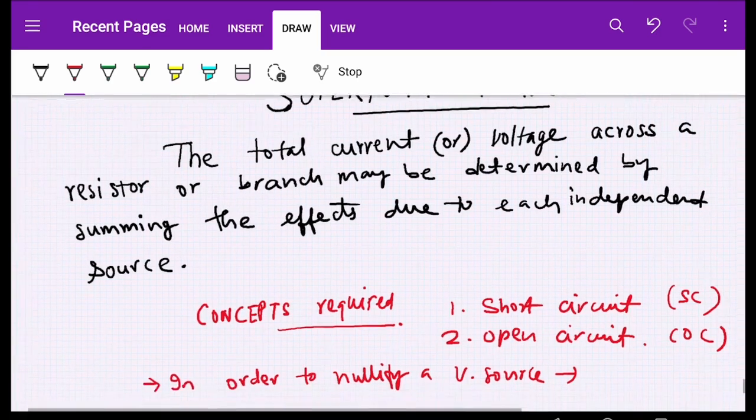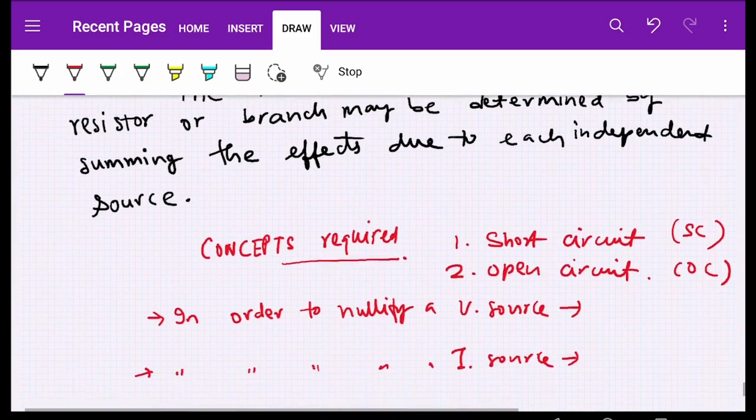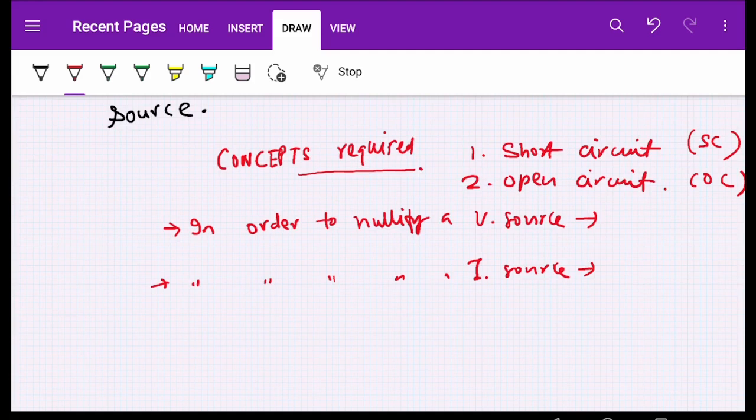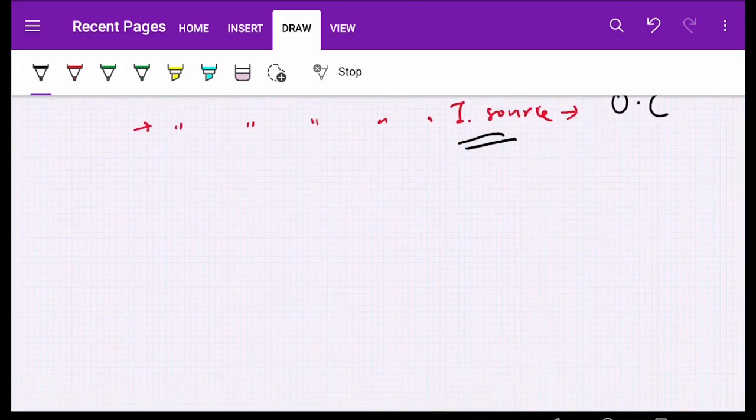To better understand this concept, we need another concept known as short circuit and open circuit. In order to nullify a voltage source, we should short circuit it. And if in our circuit we have a current source, in order to nullify that current source, we should open circuit it. Let us take one simple numerical example to understand this concept better.